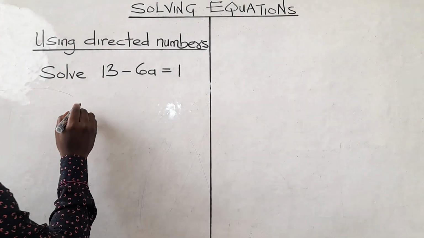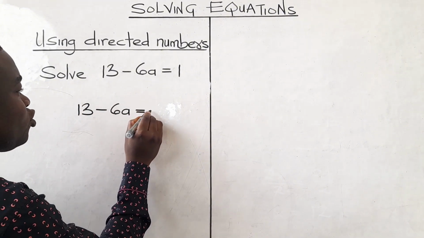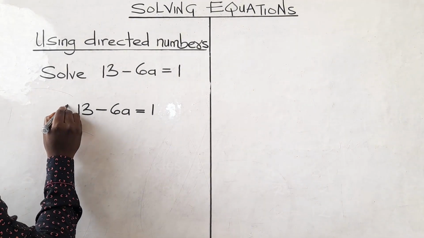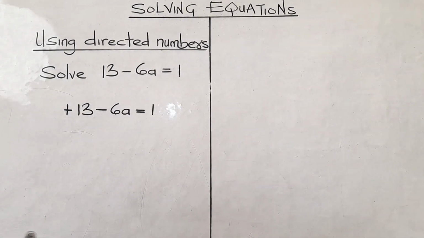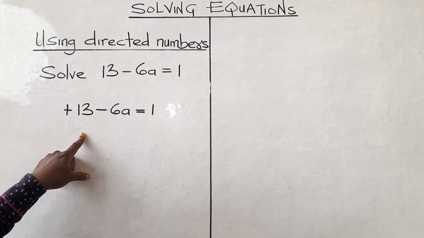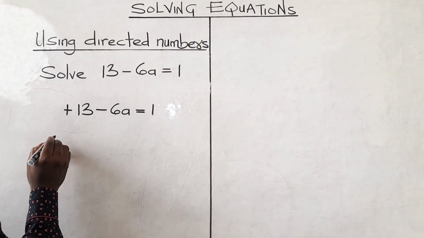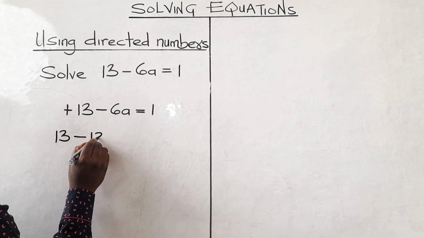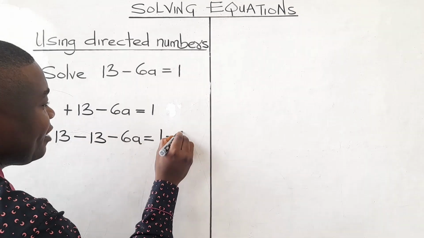So let's go. This is 13 minus 6a equal to 1. First thing you have to do, you know there's a positive sign here. Let's put the positive sign. What we are to do is to remove 13. We use the inverse of plus 13, which is negative 13. We put the negative 13, negative 6a equal to 1 minus 13.